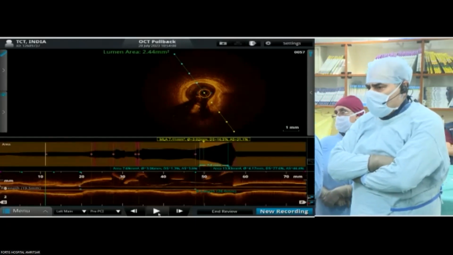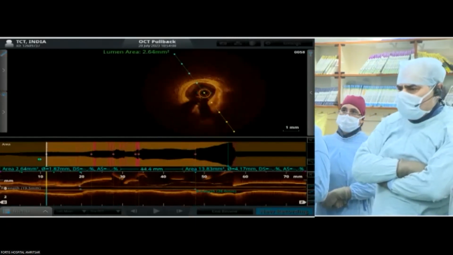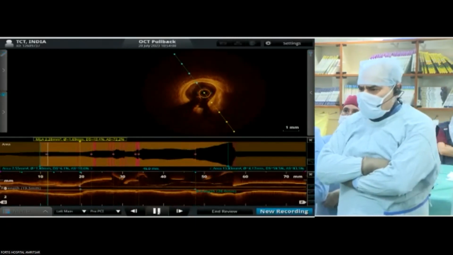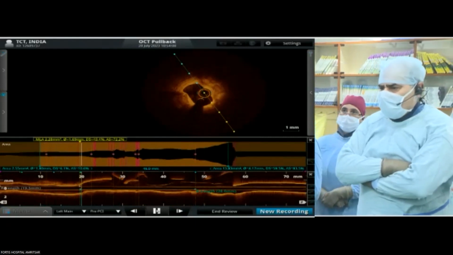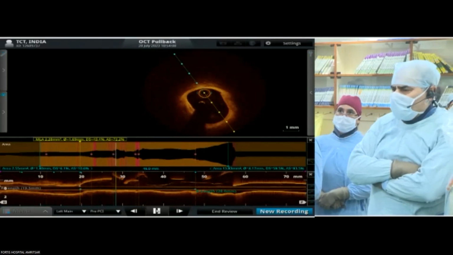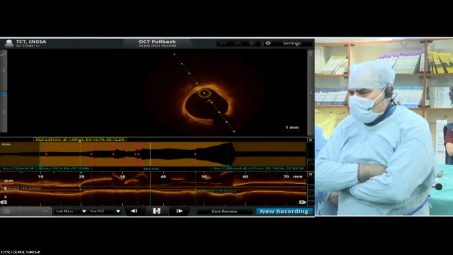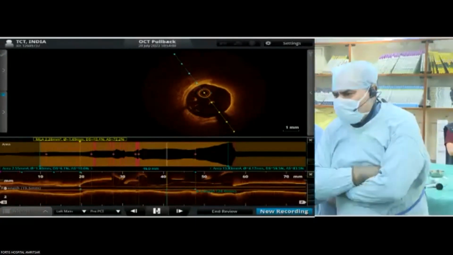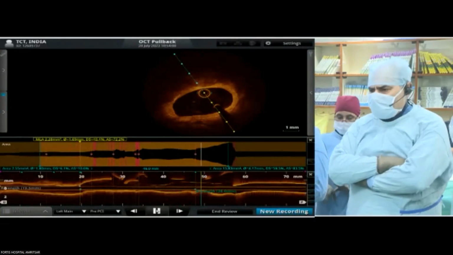Yeah, I think you already showed that, right? Yes, that is the LAD. 0.82 is the FFR you told, right? Yes, 0.82 is the FFR. So would you do the FFR of circumflex as well? Yeah, I didn't do that. We can do that if you wish so, but I thought that was a pretty significant lesion both angiographically as well as on OCT.